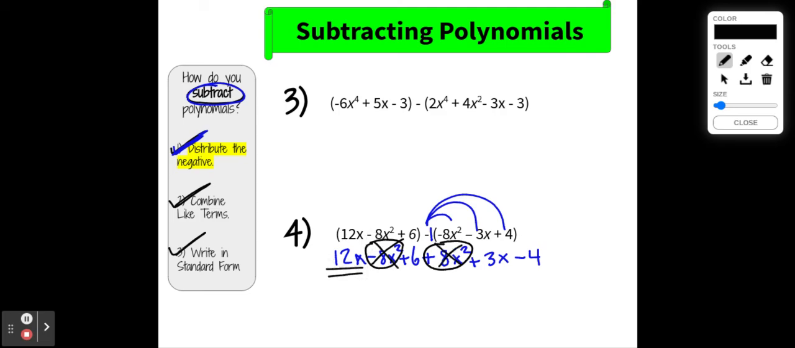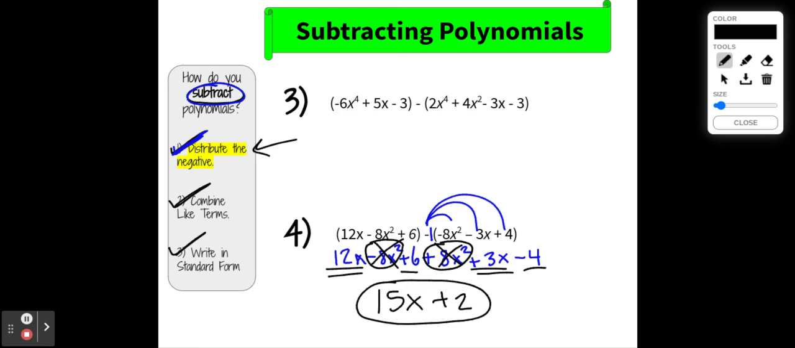Then I take a look at 12x and positive 3x. Those are also like terms, and so I would have 15x. And lastly, we have the plus 6 and the minus 4. Positive 6 minus 4 is plus 2. So then I end up here with 2 terms, which is a binomial, and the highest degree is 1, so this would be a linear binomial. And that's what you end up with here. So the most important thing to remember when you are subtracting is to distribute the negative.